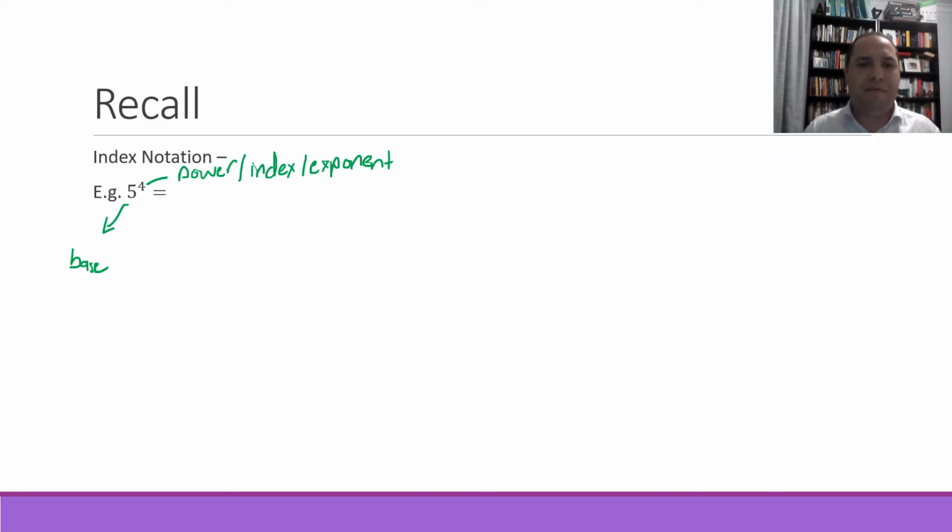Now, from here we can also say what this actually means. 5 to the power of 4 means 5 multiplied by itself 4 times. So 5 to the 4 is 5 multiplied by itself. It's repeated multiplication: 5 multiplied by itself 4 times.